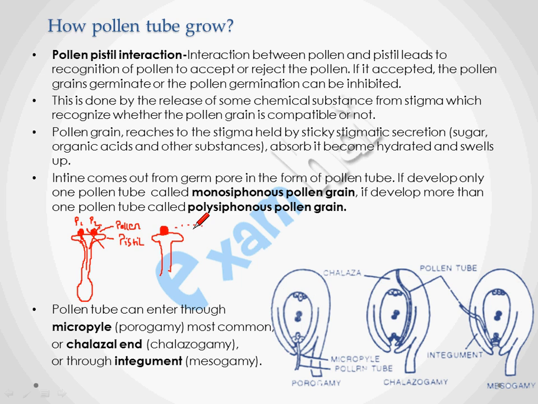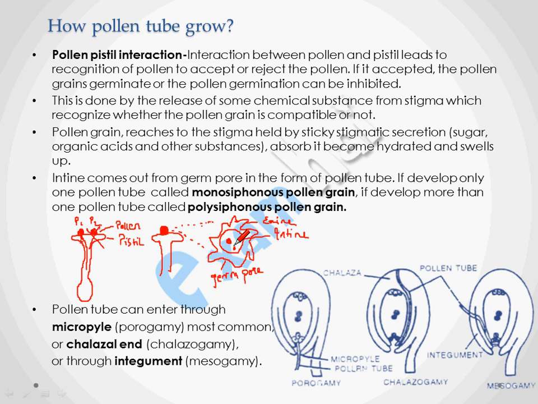Now I will show the enlarged view of the pollen. This is the inner wall of the pollen, and this is the outer wall of the pollen. This is the intine, this is the exine, and these are the germ pores. The pollen contains a vegetative cell and a generative cell.